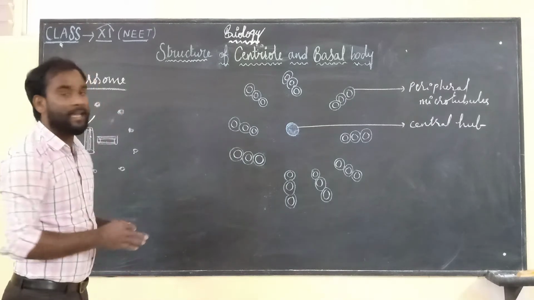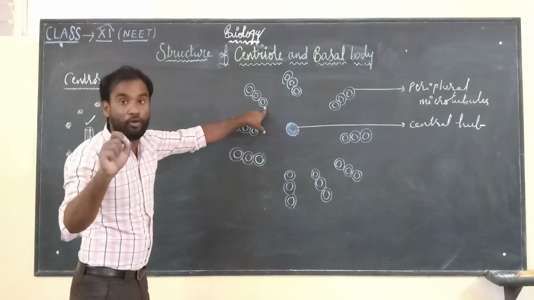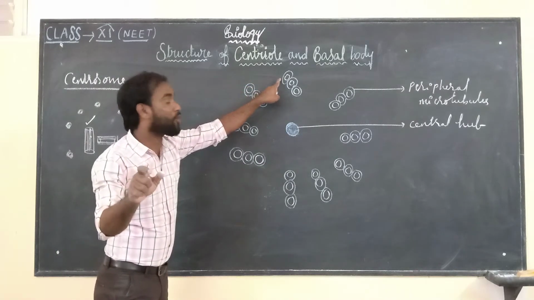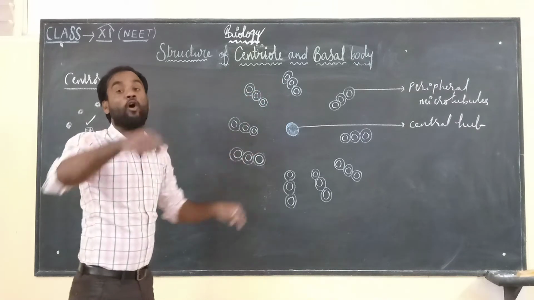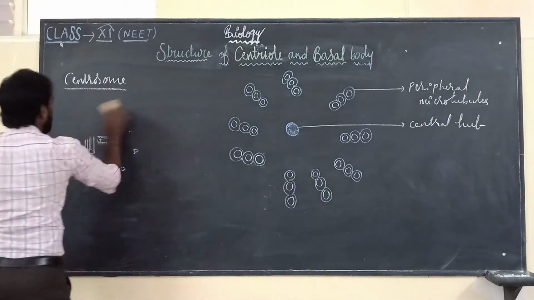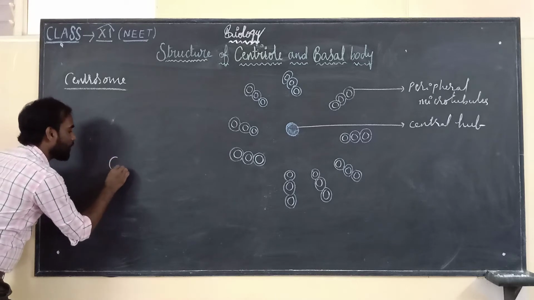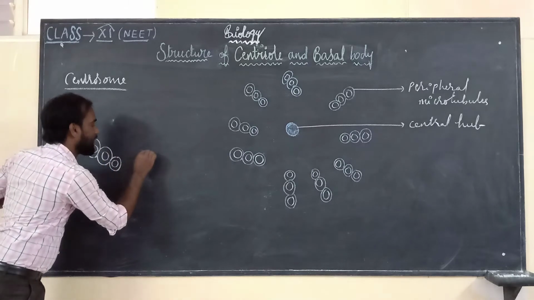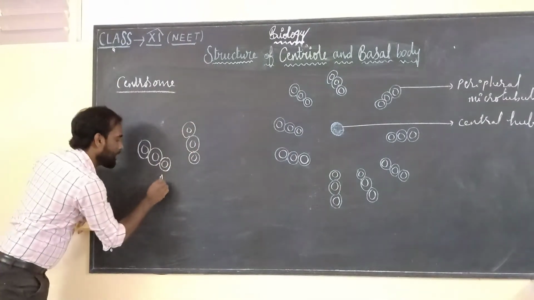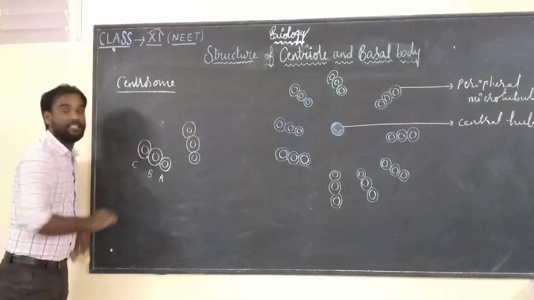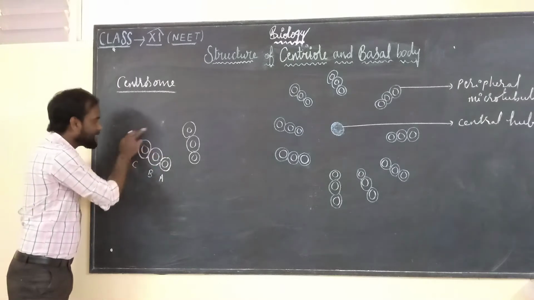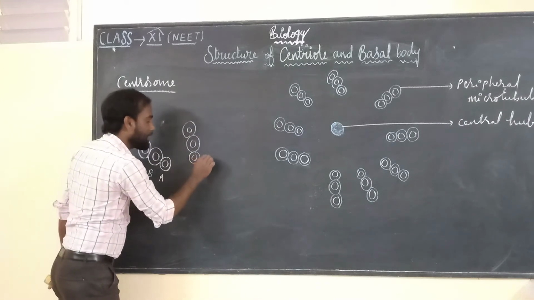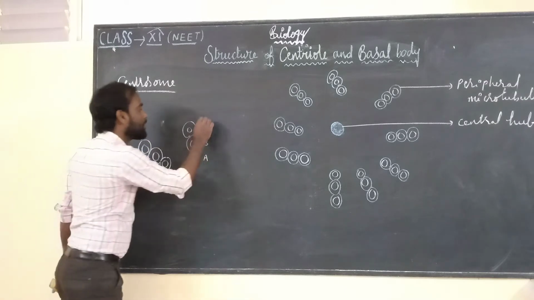Now here the A submicrotubule of one peripheral microtubule is connected to the C submicrotubule of another peripheral microtubule in a clockwise direction. That means, you see, this is one peripheral microtubule. This is another peripheral microtubule. Here, A submicrotubule, B submicrotubule, C submicrotubule. This entire thing is a peripheral microtubule, and each one in it is a submicrotubule.